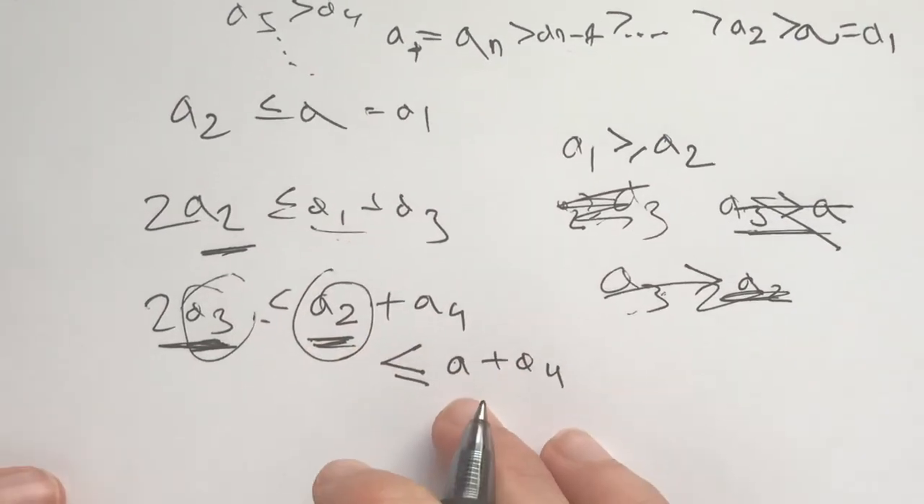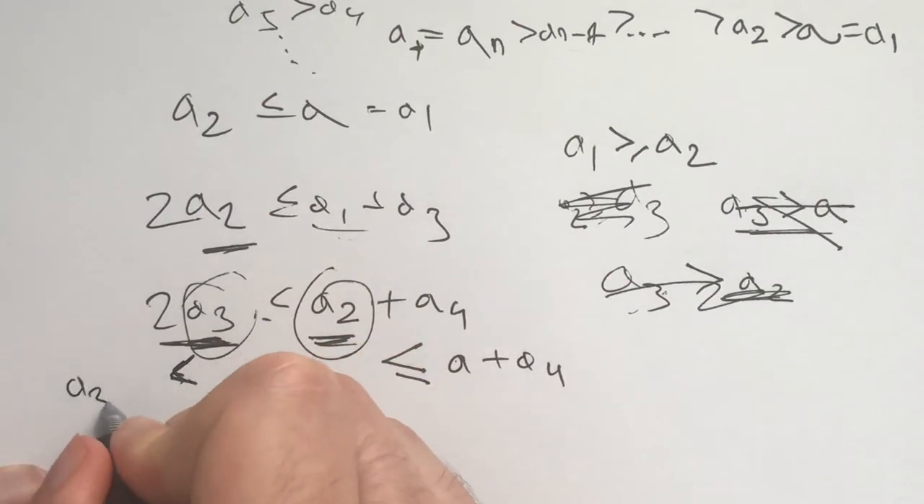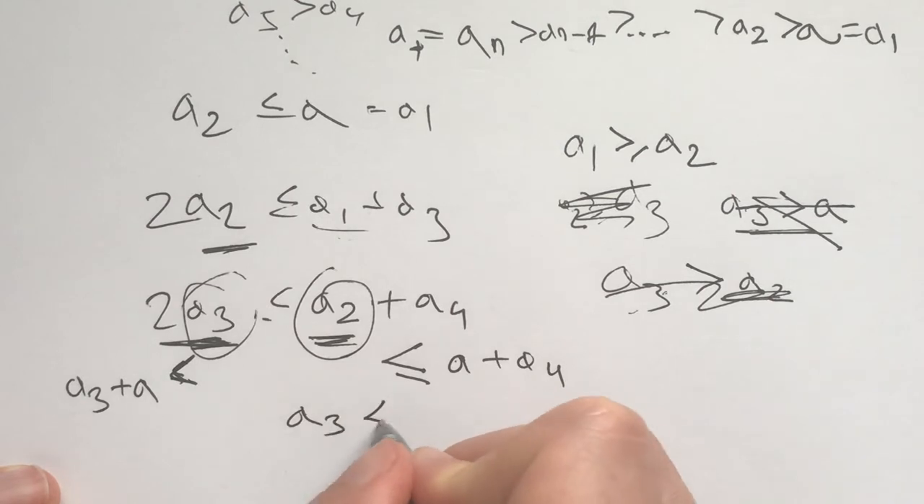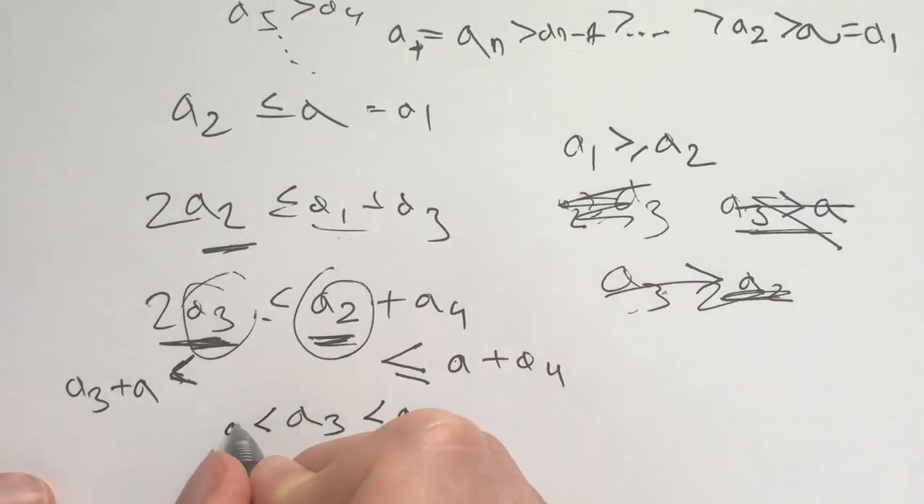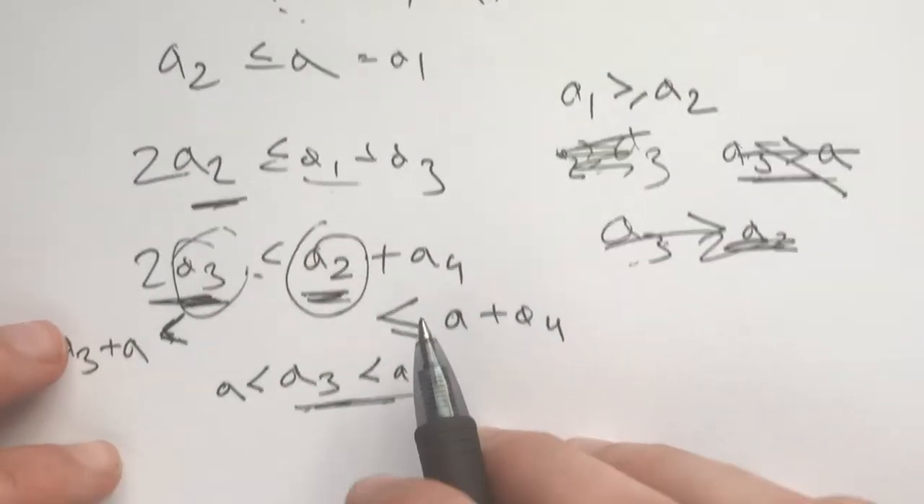And we know this thing right here, what's it going to be? Well, it's going to be strictly greater than a3 plus a. Now you cancel these two out, and you have a3 is less than a4. This is greater than a. And now the question is, can we continue doing this? And the answer is, yes, we can.